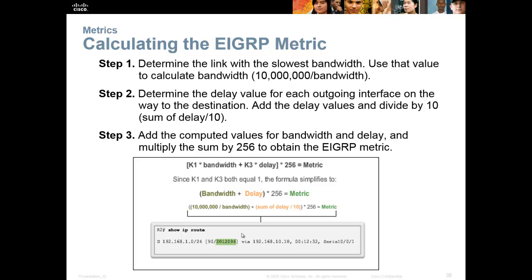All right, again, calculating the metric, bandwidth plus delay times 256 will give you your normal metric. So that's why you see these bigger numbers in there. So if anybody asks, or a test question asks you, what is used to calculate the metric for EIGRP, you would say bandwidth and delay.